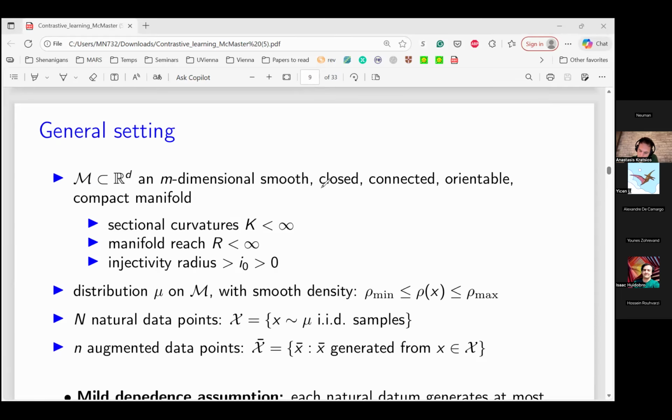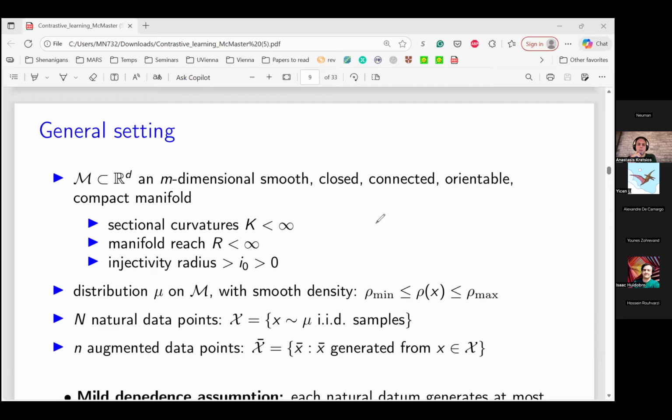It's closed, meaning it has no boundary. It's a compact, connected manifold. You can imagine a sphere, and that's going to be okay. And then we want the sectional curvatures K to be bounded above. In other words, the manifold is not sharply curved. And then we want the manifold reach R to be bounded. The manifold reach is how far you can go away from the manifold for the projection map to be well defined.